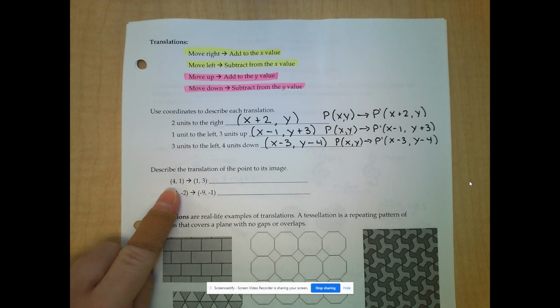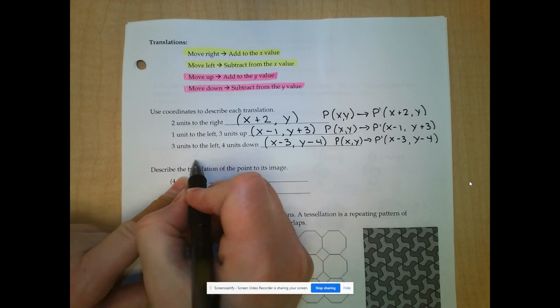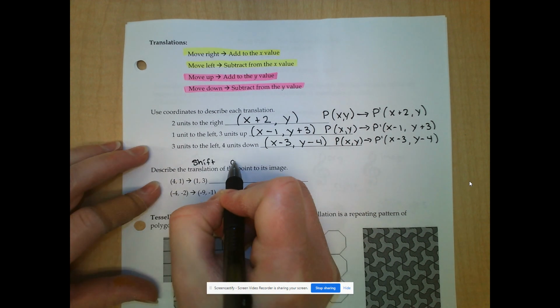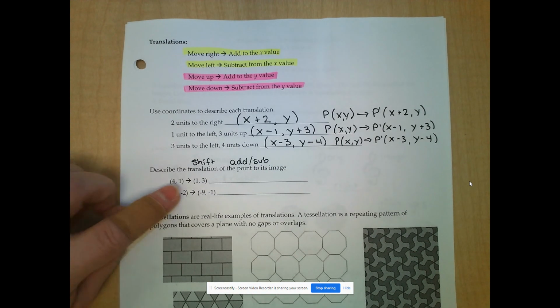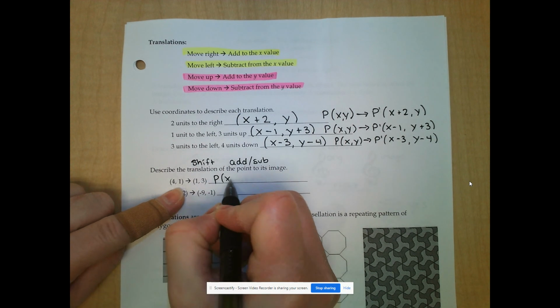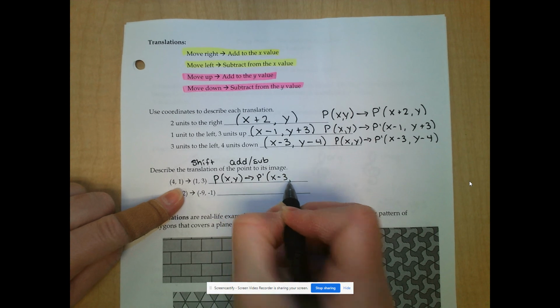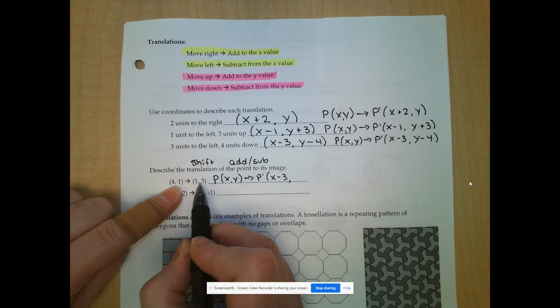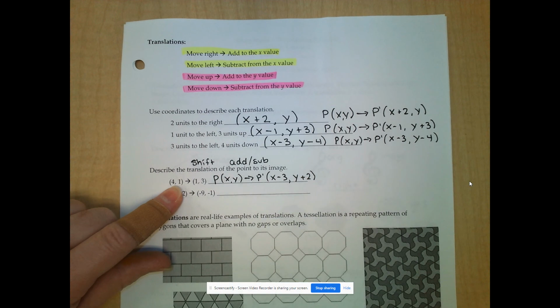Describe the translation of the point to its image. So what's happening? If I go from 4, 1 to 1, 3, what is the translation? What's the shift? Now the translation, if you see the word translation, you should be thinking shift. You should also be thinking addition or subtraction only. So 4 to 1 means that I had to subtract 3. So my original coordinate becomes the image coordinate by x minus 3. And then 1 went up to 3 for the y coordinate. 1, if I add 2, so y plus 2 would give me the new y coordinate.